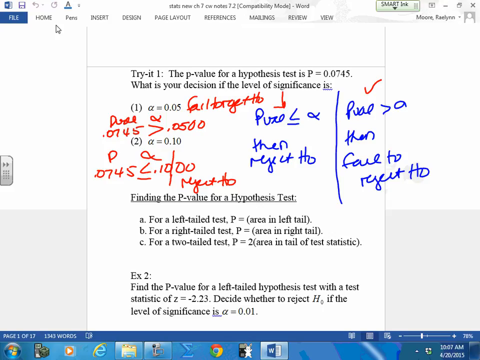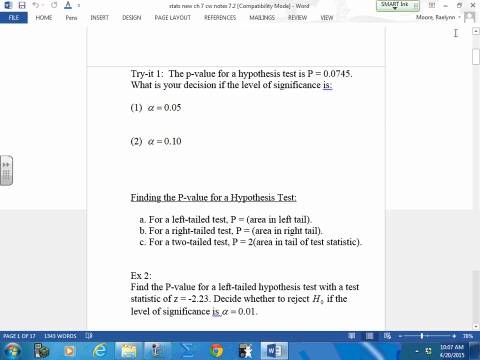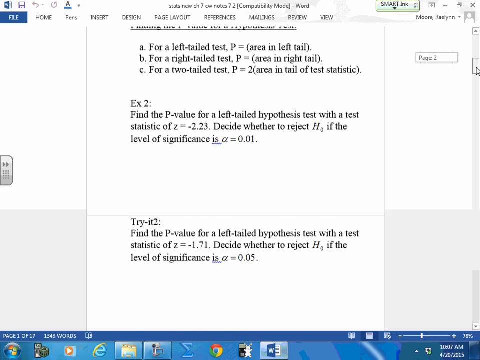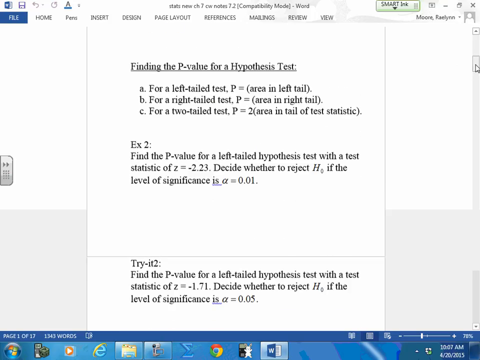Alright. Now we're going to take this one step further. We're going to look at your tail test. Example 2. A left tail test. The area is in the tail. That's your standard normal curve. Area is always to the left. In the right tail, how do we get the area in the right tail if I looked up a z-score?